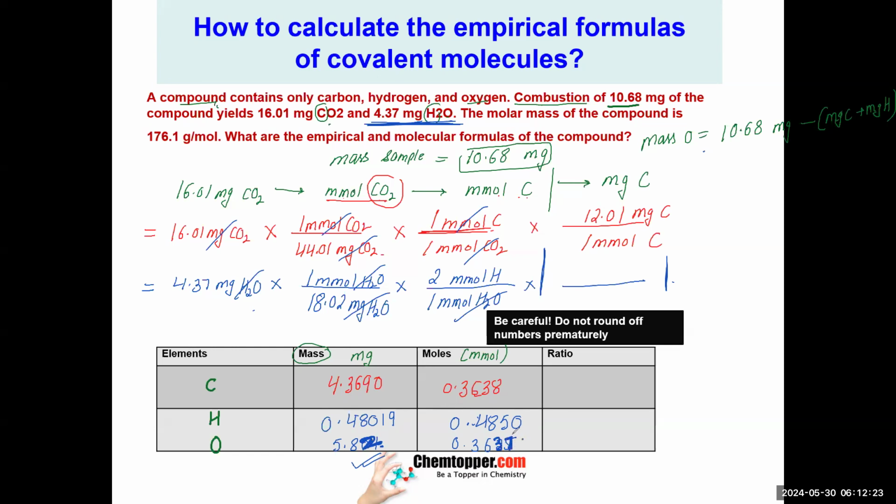0.3637. So this number is nearly the same. So this is 1 and this is also 1, right? How much is it for hydrogen? What's the ratio? You divide by this number. Work out the ratio for hydrogen.